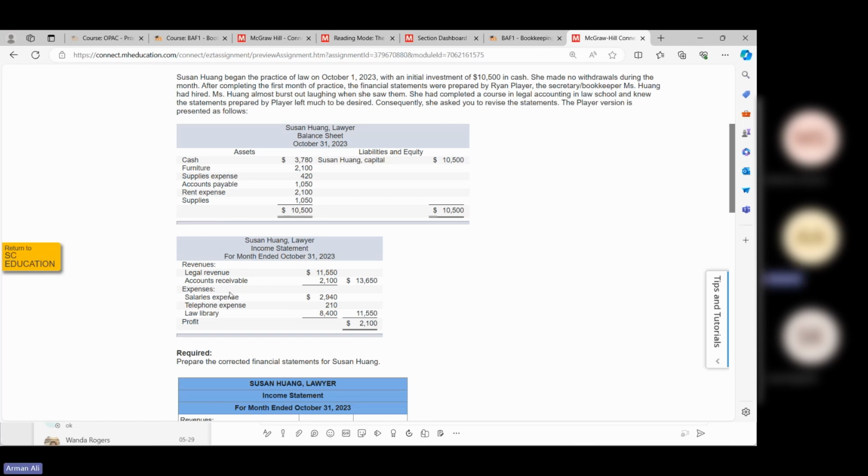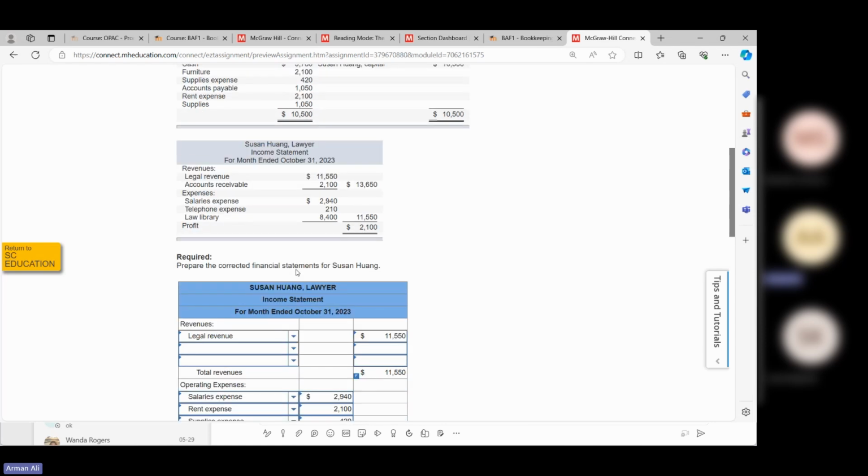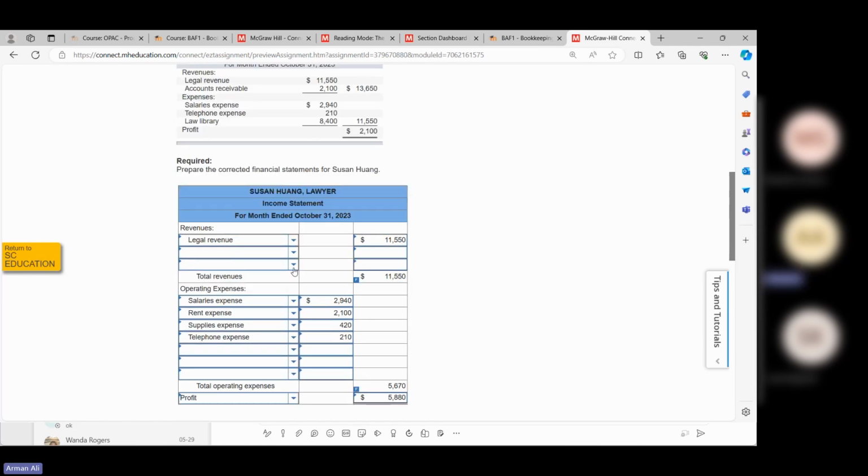Okay, now that is confusing. But anyhow, library is an expense because you pay for it on a monthly basis. In her case, probably whatever she consumed, she would pay for it. So let's prepare her financial income statement. Legal revenue, that is correct.